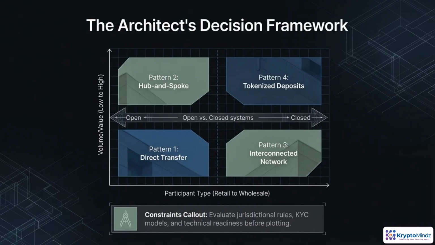Use this framework as a map for choosing a settlement pattern, not as a ranking. Start by asking two questions. First, how open does your system need to be? Public stablecoin rails sit toward the open end. Tokenized deposits and JPM-style bank networks sit toward the closed, permissioned end. Second, who are the participants and what volumes and values are you serving? Low-value retail flows can tolerate simpler, more open models. High-value wholesale flows usually justify more controlled, networked, or tokenized deposit designs. Before you place anything on this map, check the constraints: regulation, your KYC model, and your institution's technical readiness.